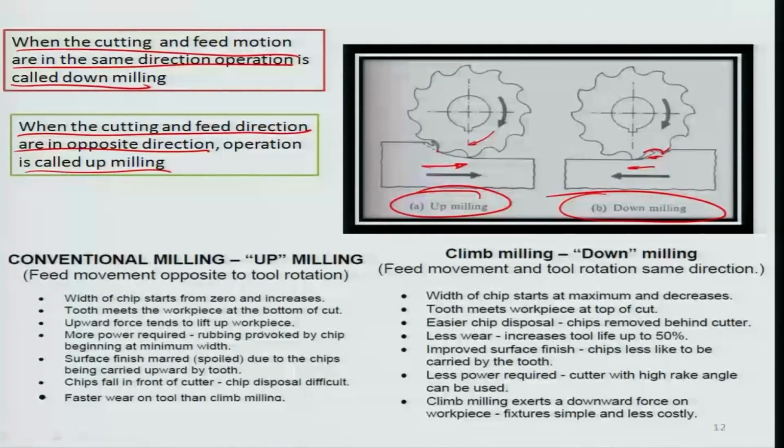So, there are various issues associated with up and down milling, and you can define them as in conventional milling, which is typically an up milling process. The feed movement is opposite to tool rotation, with the main highlights here where the width of chip starts from 0 and increases. You can see here in the up milling process that the width when you start with the first engagement is smaller, and the width keeps on increasing with the chipping action happening.